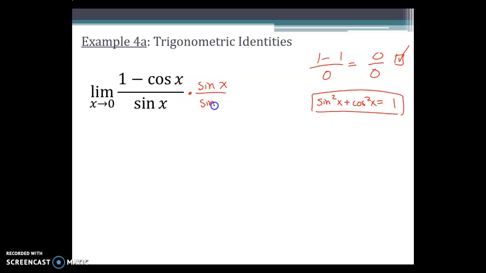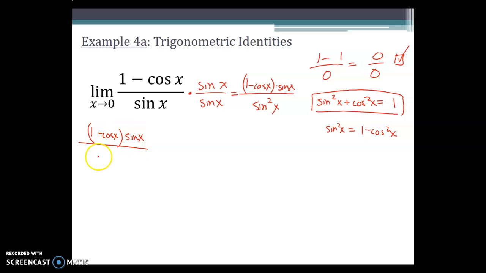Because remember, we can manipulate things all we want, but we have to do the same thing on top and bottom. So now I have 1 minus cosine x times sine over sine squared. Well, so what? Well, remember that sine squared is equal to 1 minus cosine squared. So that might be fun and exciting. So let's try it. 1 minus cosine on top times sine over, let's get rid of the sine squared and write it as 1 minus cosine squared.